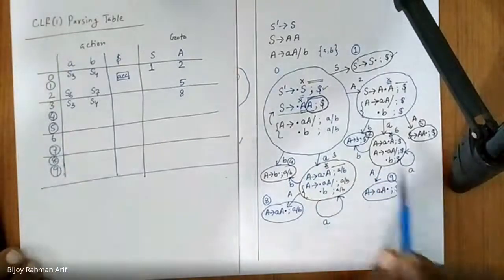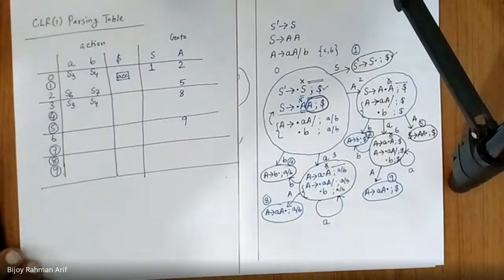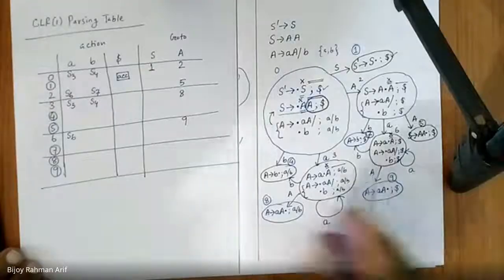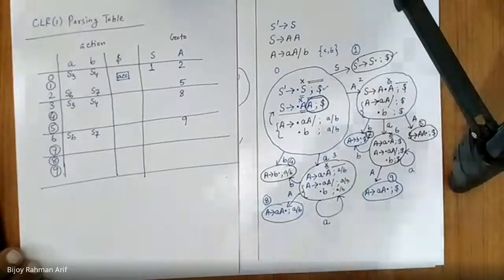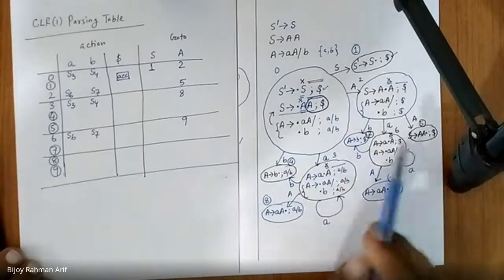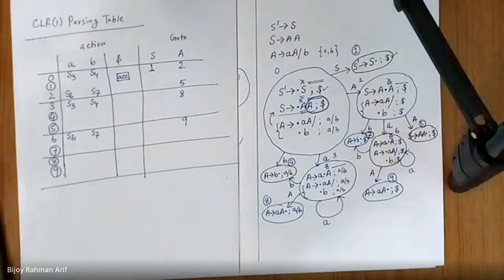State 6 seeing capital A, where should I go? State 9. Then 6 seeing small a, it is an action to shift. 6 seeing B, where should it go? Shift 7. 1, 2, 3. Yeah, 6 is done. Where is my 7? 7 is the final item. It does not have anything. 8 is the final item. There is nothing. Shift 9. 9 is the final.